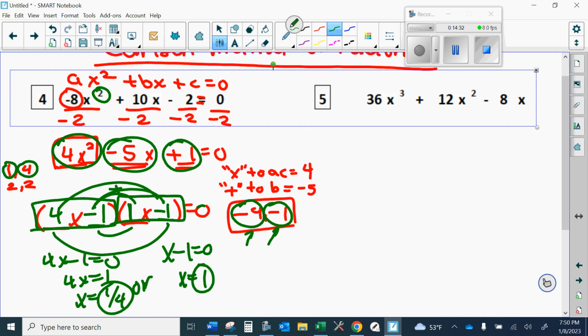All right, so now let's go ahead and do number 5 here. Remember, our first step is factor out the GCF. We can't divide here. We do not divide by any GCF because there's no equal sign at all. So we're always having to factor out.